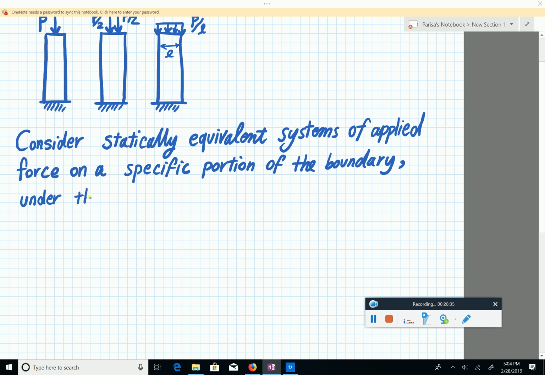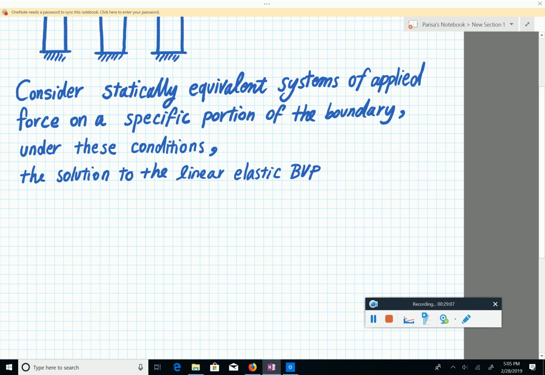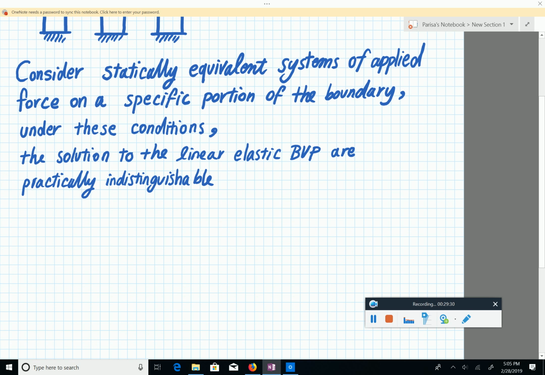So under these conditions, solutions to the linear elastic boundary value problem are practically indistinguishable a short distance away from the boundary.